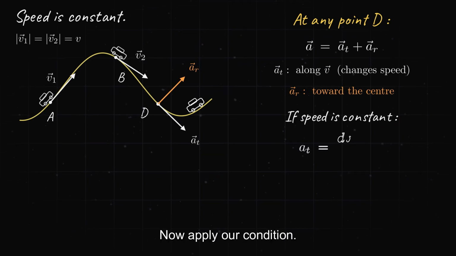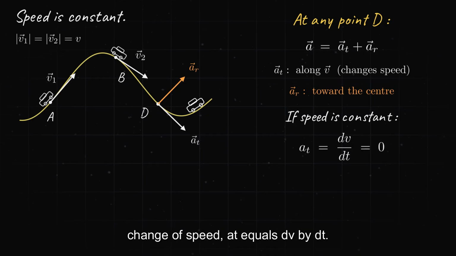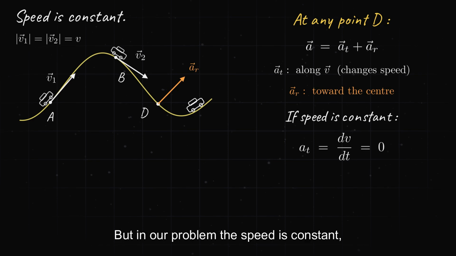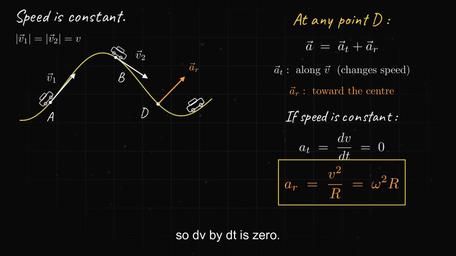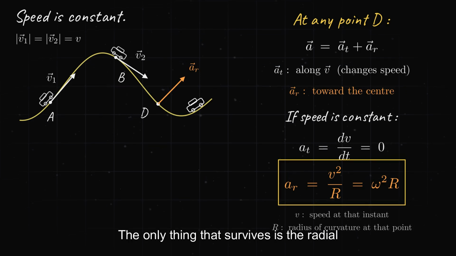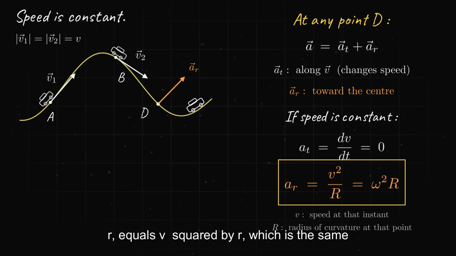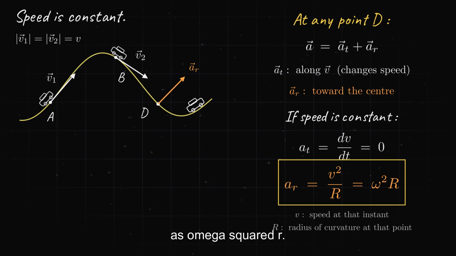Now apply our condition. The tangential acceleration is the rate of change of speed. a_t equals dv by dt, but in our problem the speed is constant, so dv by dt is 0. Therefore a_t is 0. The only thing that survives is the radial part, and its magnitude, a_r, equals v squared by r, which is the same as omega squared r.